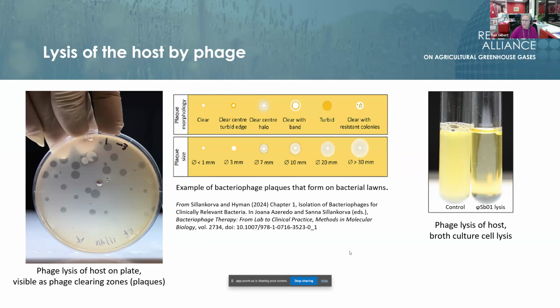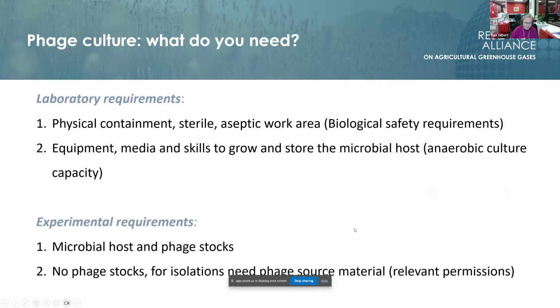There's also broth culture where a phage infects and can completely lyse the bacterial cells that are there, which is what you see in this diagram over here. So if you want to culture phages and get some cool results like these, what do you need? Well, most rumen microbes, as was probably said a few times already as part of this webinar series, require anaerobic conditions to grow. So you need a laboratory infrastructure and specialist capacity to do this.